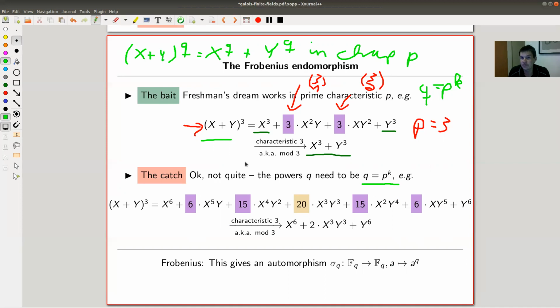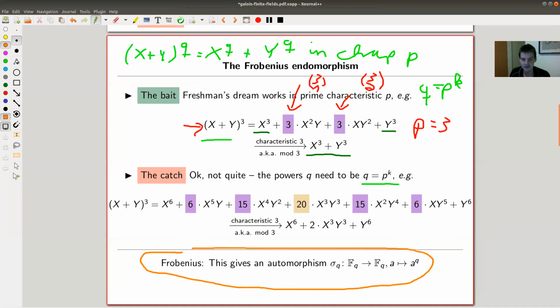And the binomial theorem is not hard. That's not what I'm saying. But this is ridiculously easy, right? Freshman's dream, my dream. I would like to have such a formula. It looks pretty good. And what Frobenius then says is, well, this just gives an automorphism, and that's called the Frobenius automorphism, or as I said, just the Frobenius or whatever, from the field with q elements, which I'm going to recall in a second, to itself, but given by just raising everything to the p-th power.